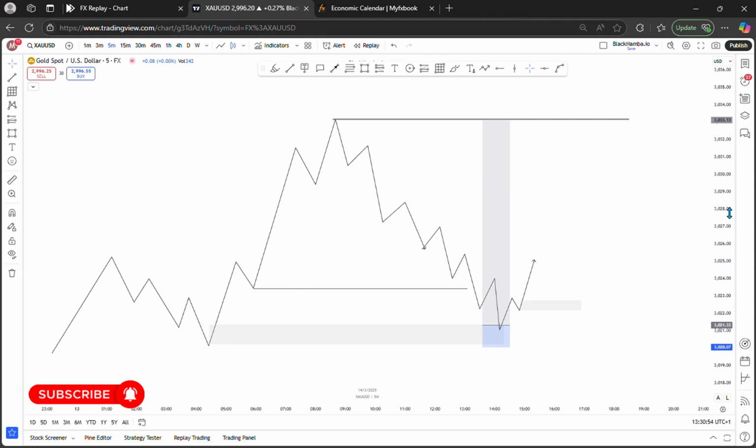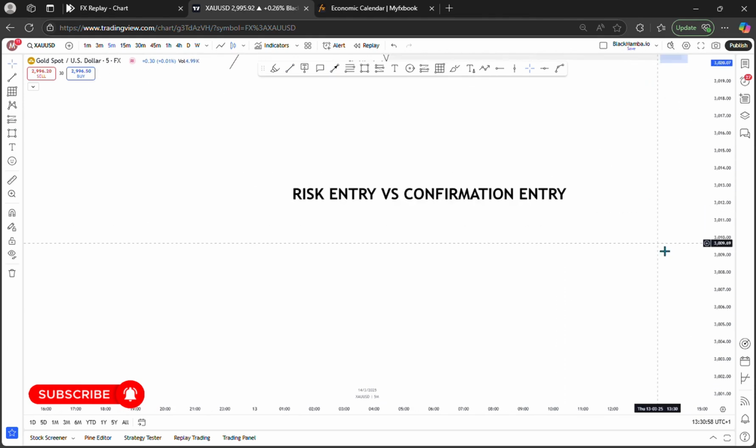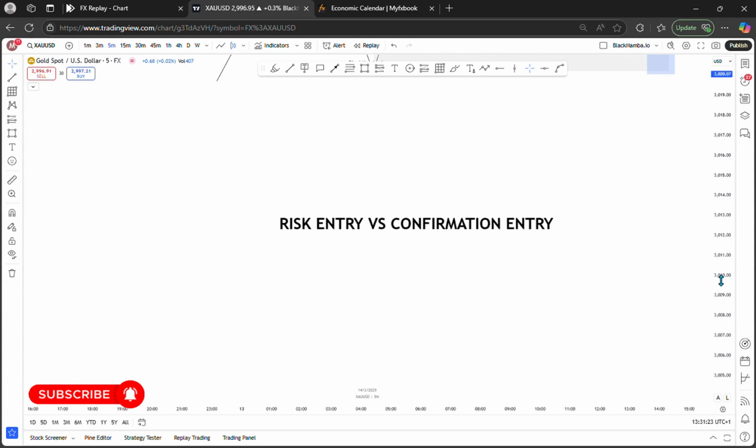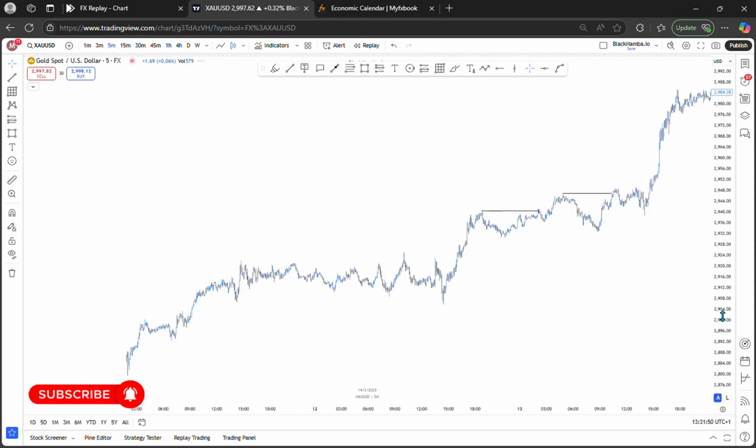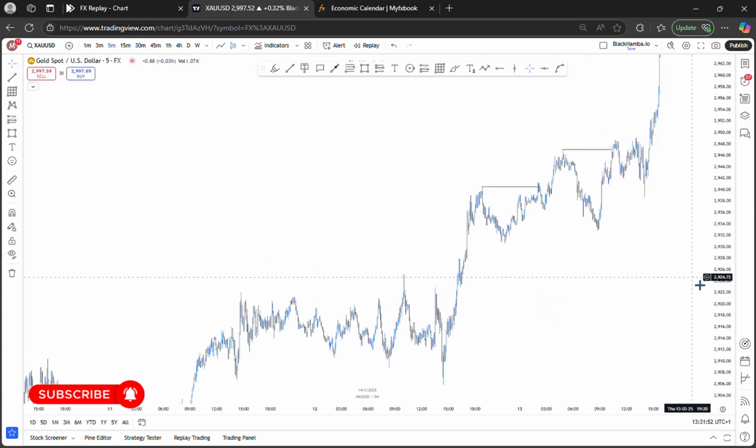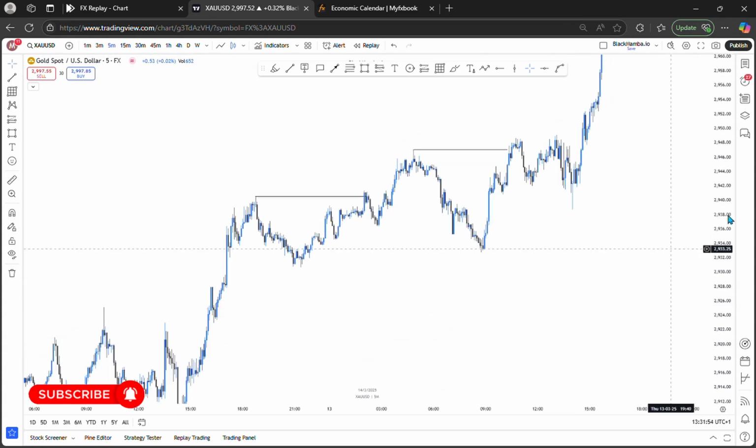If you ask me to choose between confirmation entry or risk entry, which one will I prefer? I will say confirmation entry, because confirmation entry has higher win rate than risk entry. Fine, you are going to miss entries. If you are waiting for confirmation entry, you are going to miss, but waiting for confirmation entry is far better than risk entry. Let me show you one or two examples of confirmation entry and risk entry.